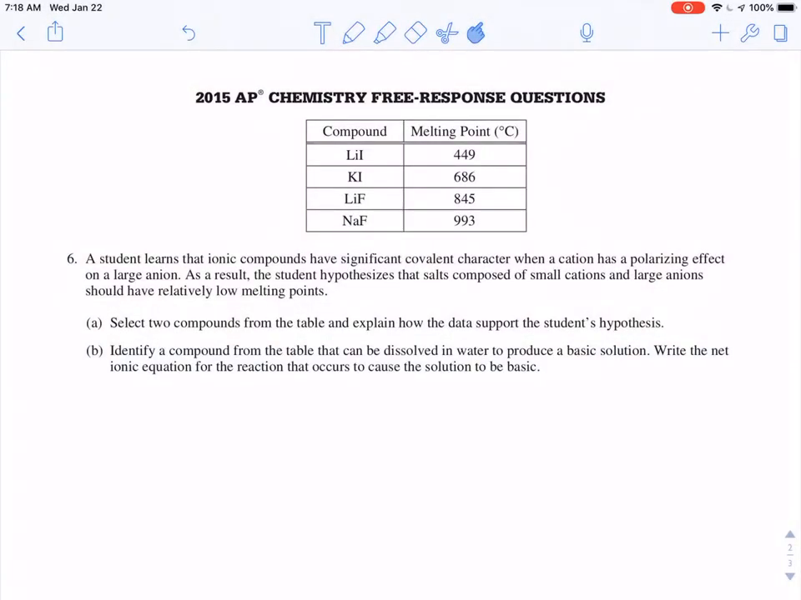Today we're going to be talking about question number 6 from the free response questions section on the 2015 AP Chemistry exam. But before we talk about the question, I want to explain how some of the concepts can relate to a real-life example. So in the question, it talks about how ionic compounds, or more specifically salts, dissolve in water and what happens when they dissolve in water.